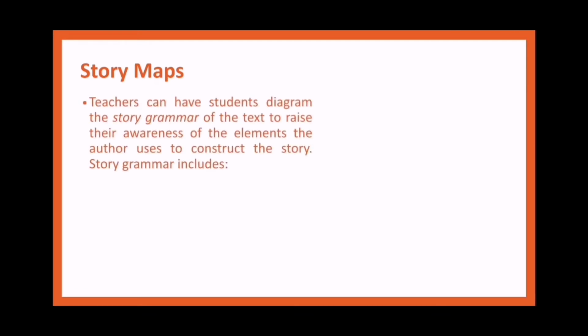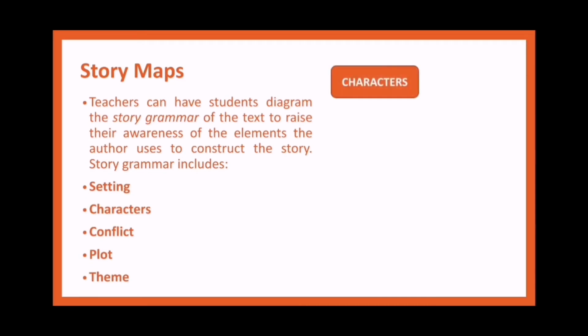The first one is the story map. Teachers can have students diagram the story grammar of the text to raise their awareness of the elements the author uses to construct the story. And this story map includes the 5 elements of a short story. And what are these? The setting, characters, conflict, plot, and the theme. And this is an example of a story map.